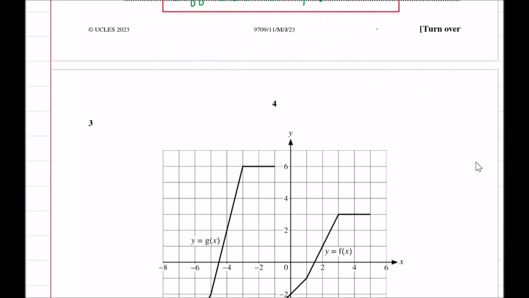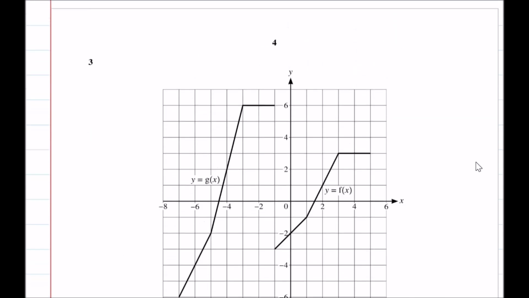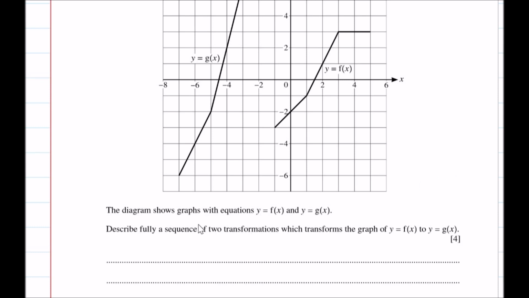Now let's go to the next question. Question number 3. We have a graph given and usually we can see that this is a function question from the transformation topic. It says: the diagram shows graphs with equation y equal to f(x) and y equal to g(x). Describe fully a sequence of two transformations which transforms the graph y equal to f(x) to y equal to g(x).